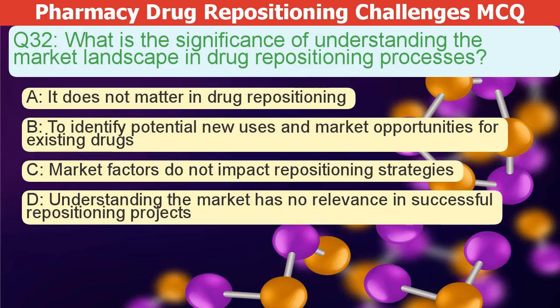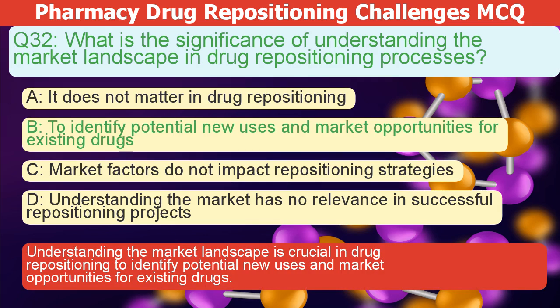What is the significance of understanding the market landscape in drug repositioning? A. It doesn't matter in drug repositioning. B. To identify potential new uses and market opportunities for existing drugs. C. Market factors don't impact repositioning strategies. D. Understanding the market has no relevance in successful repositioning projects. The correct answer is B. Understanding the market landscape is crucial in drug repositioning to identify potential new uses and market opportunities for existing drugs.